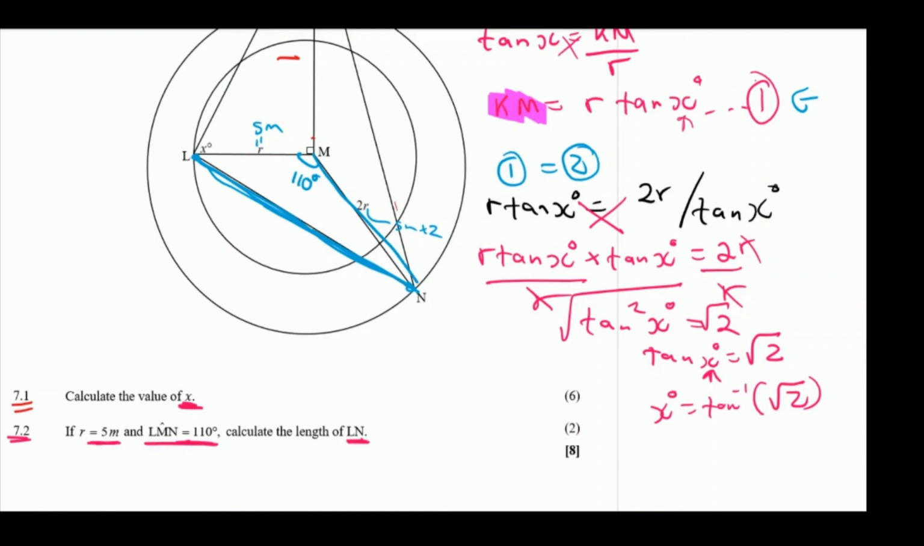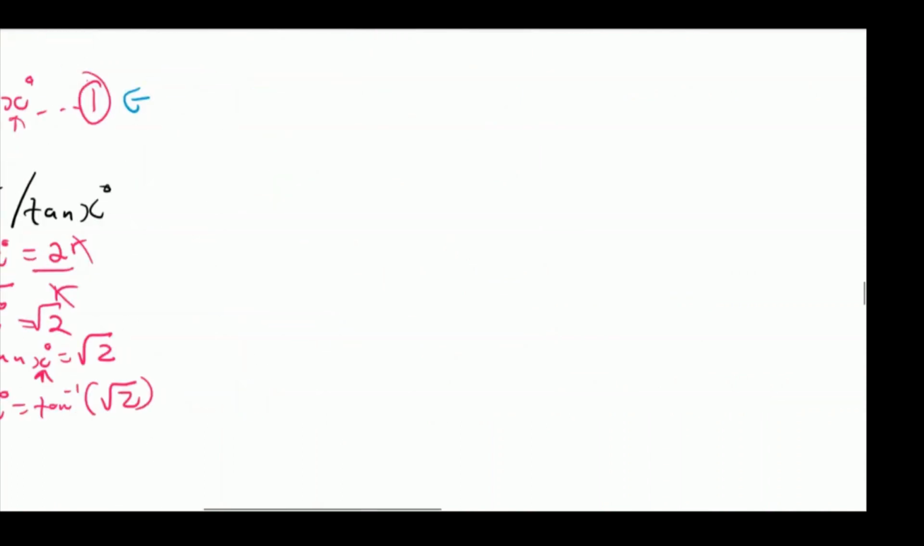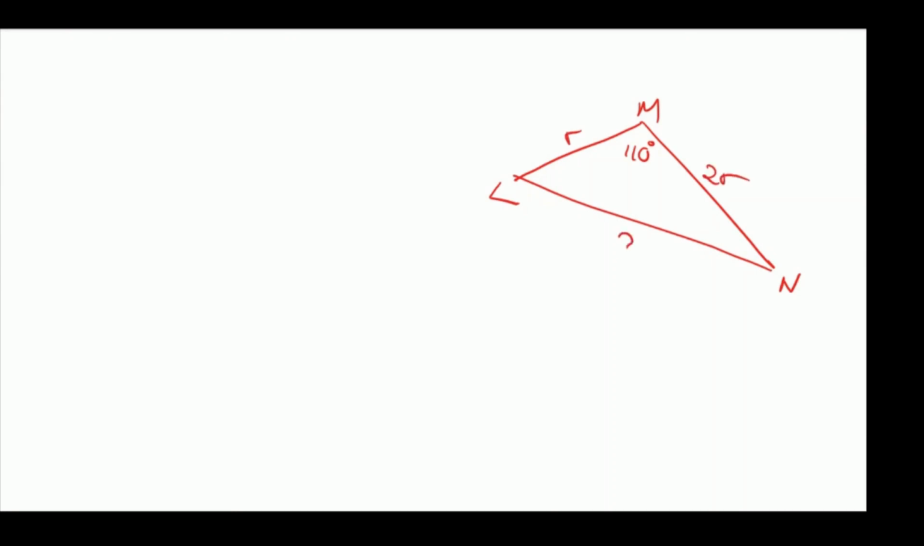So we have this triangle that looks like this. This is L, this is N, this is M, 110 degrees, and here it's r, here it's 2r, right? And we want to find this side here. So we know here it's equal to 5, we know here it's equal to 2 times 5, right? So to find this LN, we will use the cosine rule.